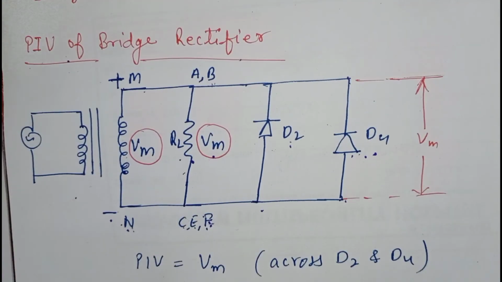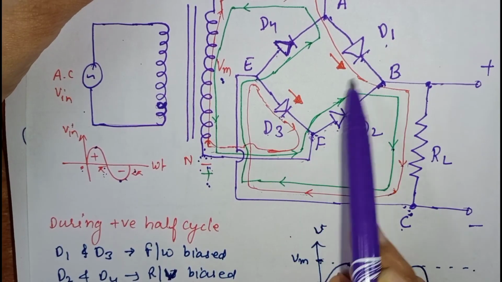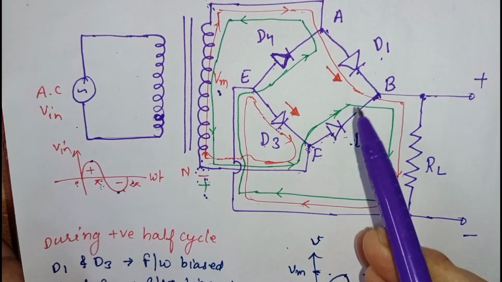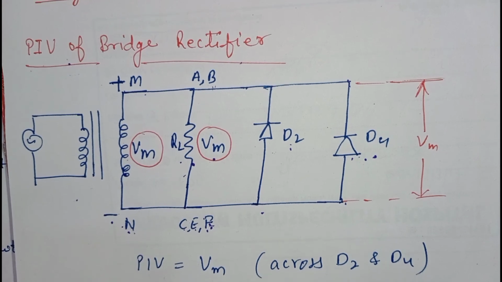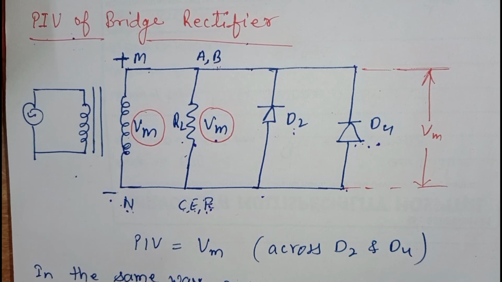When these diodes are forward biased and these two, D1 and D3, are reverse biased, then there will be the same condition. So the PIV during negative half cycle will also be equal to Vm. I hope you understand the working of the full wave bridge rectifier and also the PIV of the bridge rectifier.